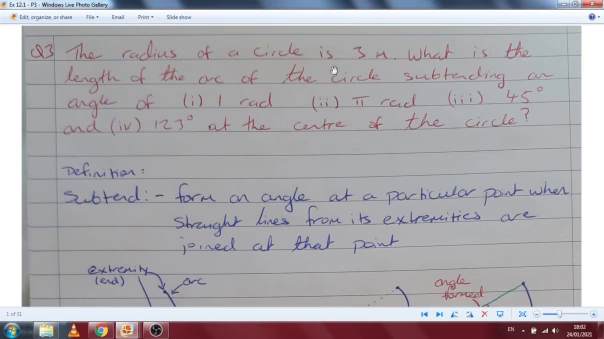So this is a question that we could get where it's not a straight conversion, but we would need to convert depending on what unit we're using. They do often use some of these words like subtending. So the definition of subtend is to form an angle at a particular point when straight lines from its extremities are joined at that point.